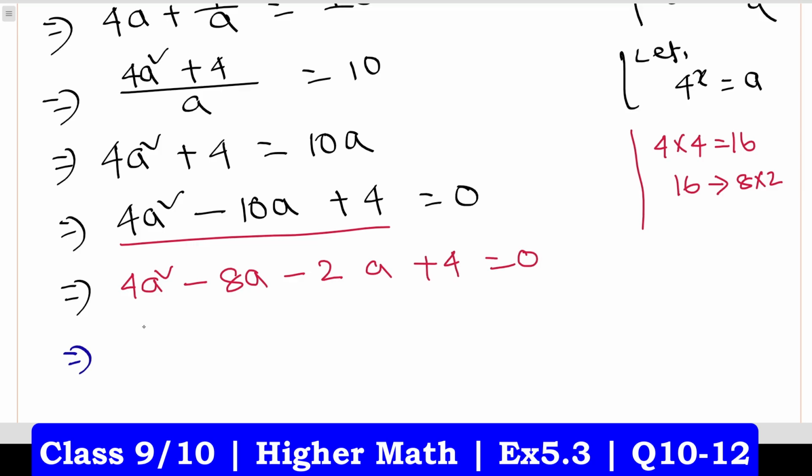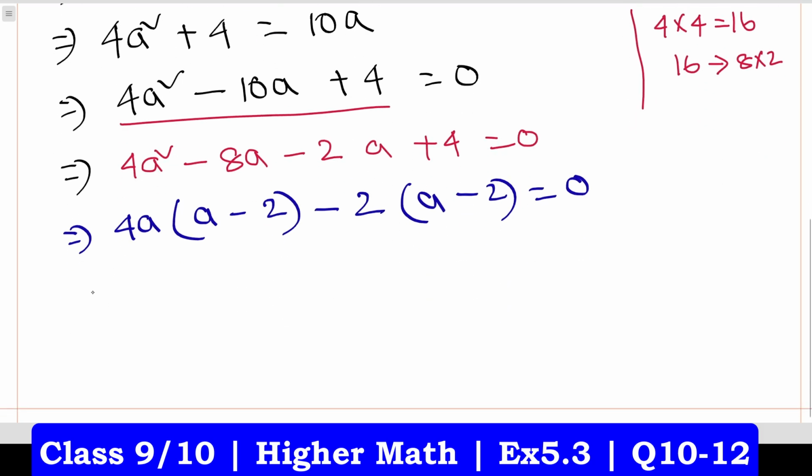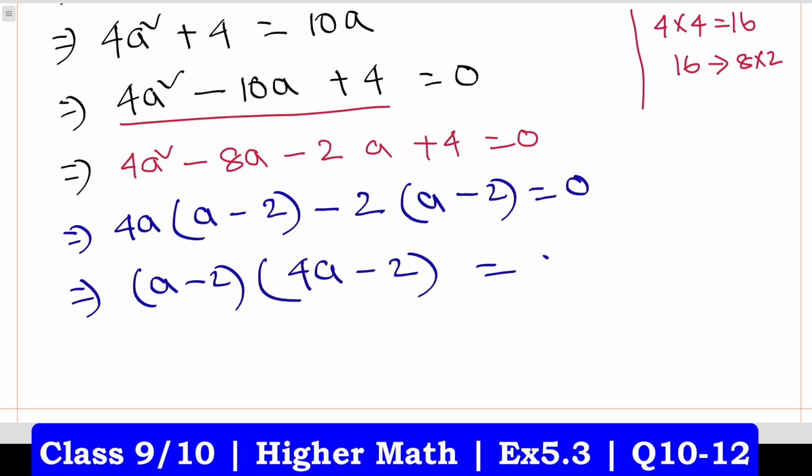Now we can take common 4a, so we will get a minus 2, and here is a minus 1. Once we minus, not minus 1, actually minus 2. Minus 2, here is a minus 2 equals 0. Now we can take common a minus 2, so here will be 4a minus 2 equals 0. Okay.